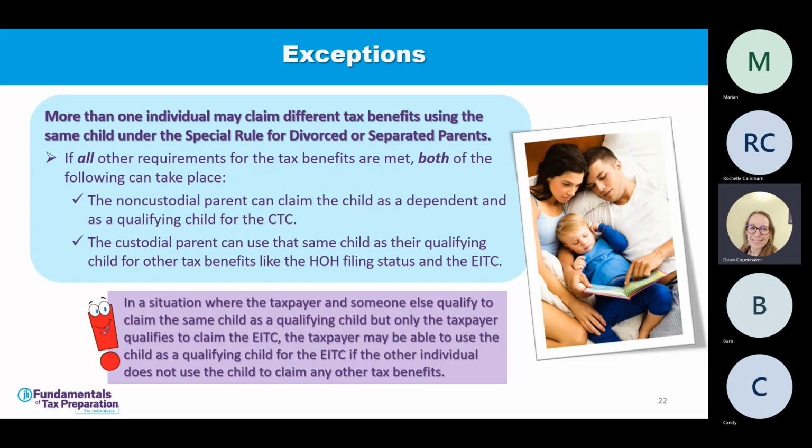Okay, so some exceptions, because again, like I said earlier, there's always exceptions to the standard rule. Under the rules for divorced or separated parents, and oftentimes this is written into divorce decrees, mom and dad are going to alternate claiming the child every other year. The custodial parent can still use their child to qualify for head of household and for the earned income tax credit. The non-custodial parent can only use the child for the child tax credit.